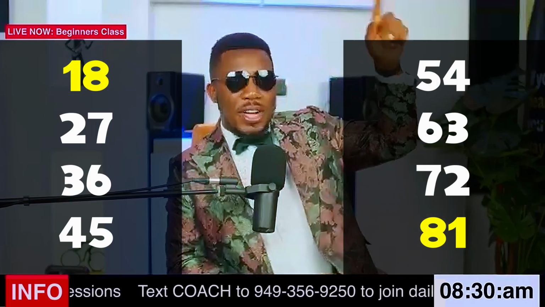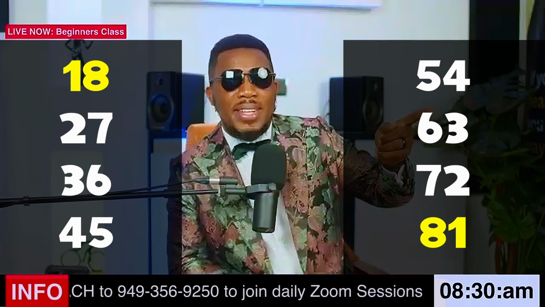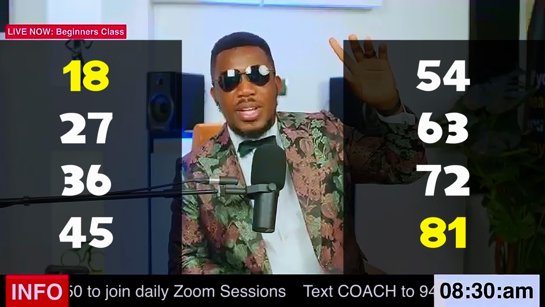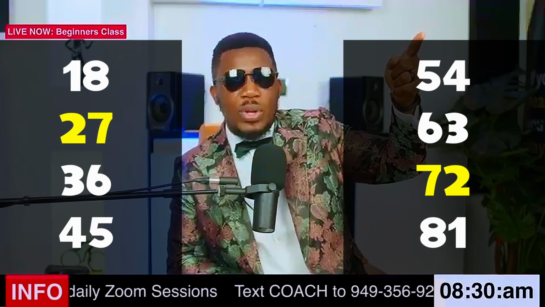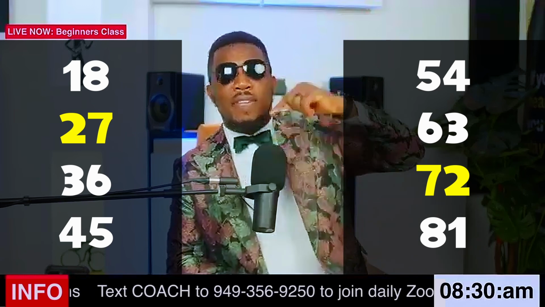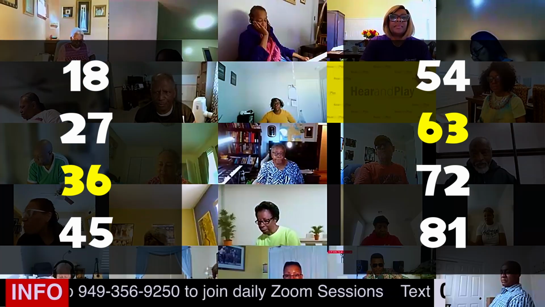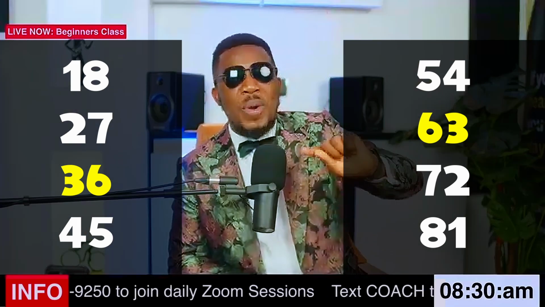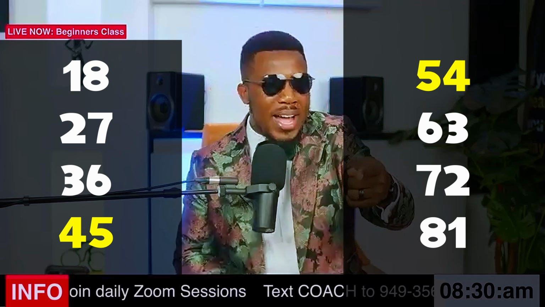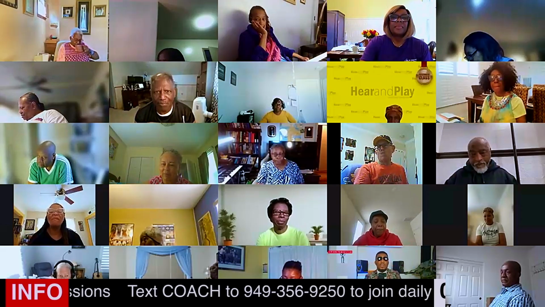Now, I want you to watch this. The first one is 18 and the last one is 81. Do you see a pattern? 1 and 8, 8 and 1. Are you following? We have 27 and we also have what? 72. We have 36 and we also have what? 63. We have 45 and we also have what? 54. Inversion.